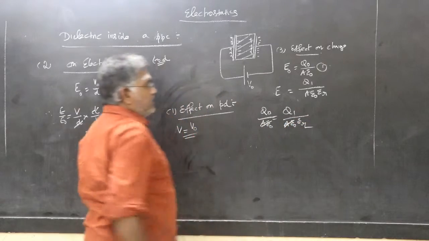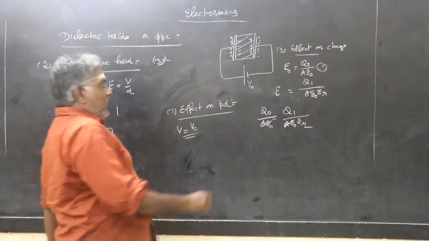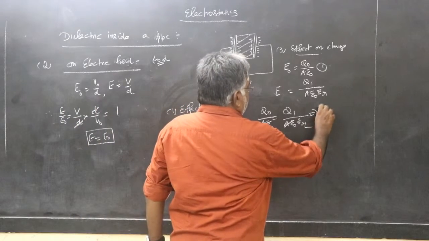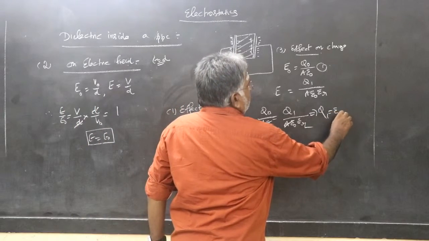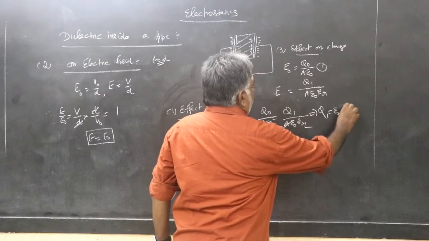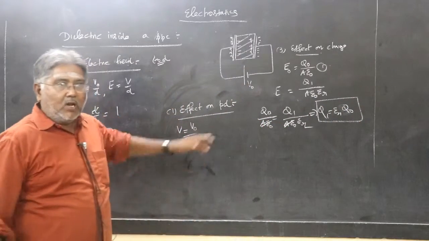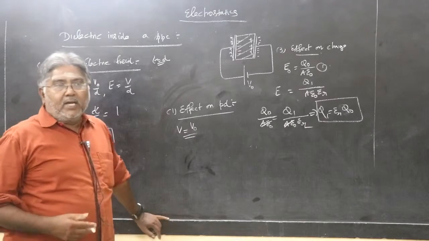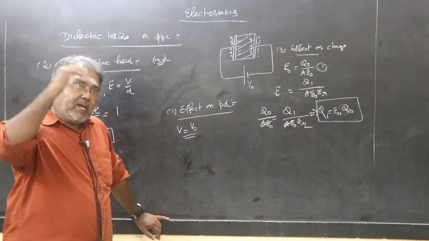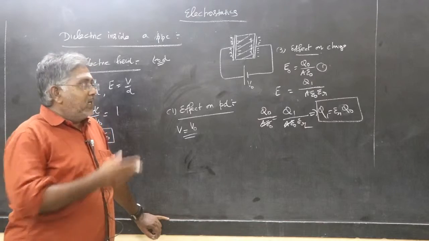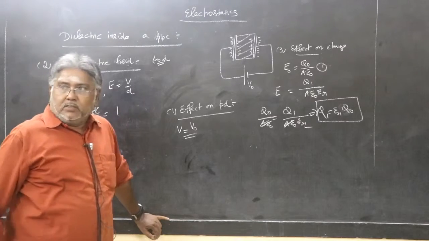A epsilon naught will cancel. So what is happening now? This indicates Q1 is equal to epsilon R times Q naught. Instead of epsilon R, you can even write K in this context. If I write K there, you may get confused with that K, 9 into 10 power 9, which is used in Coulomb's law. But here K is the dielectric constant.